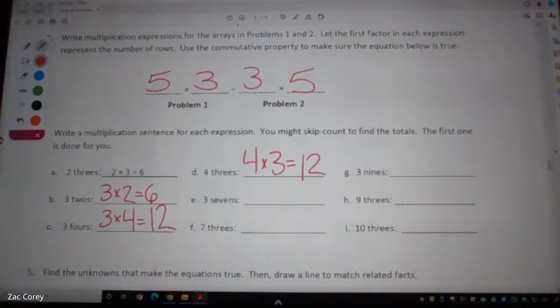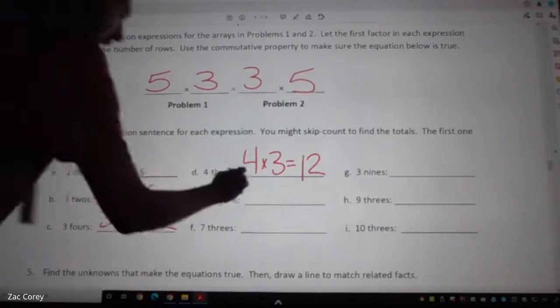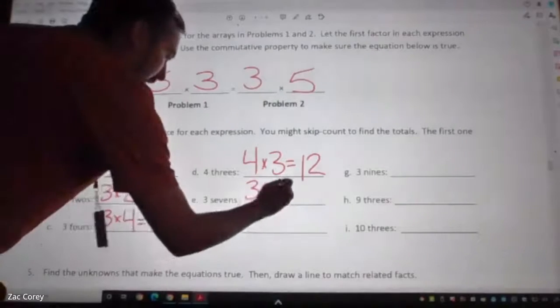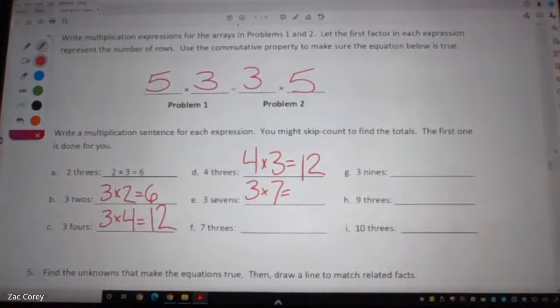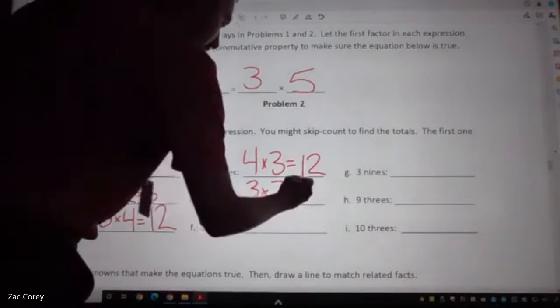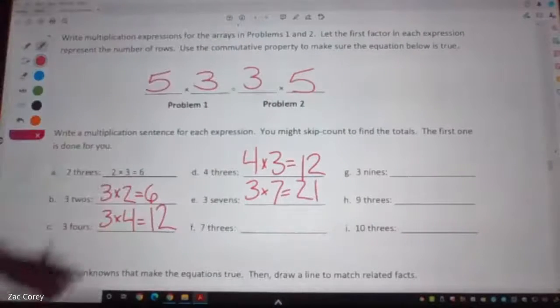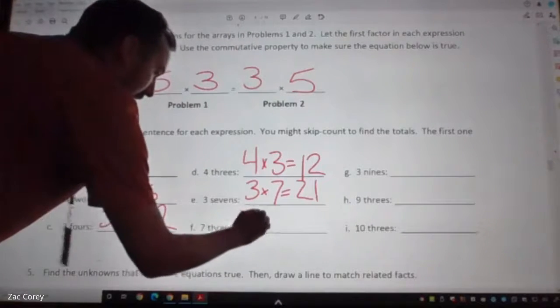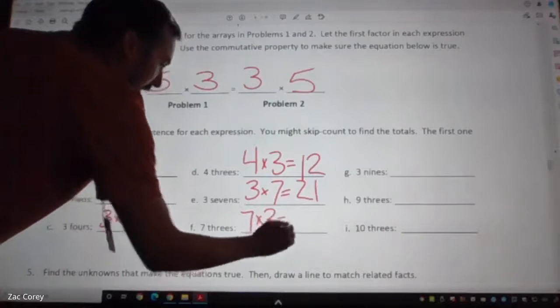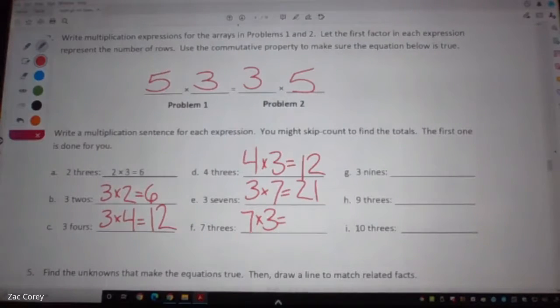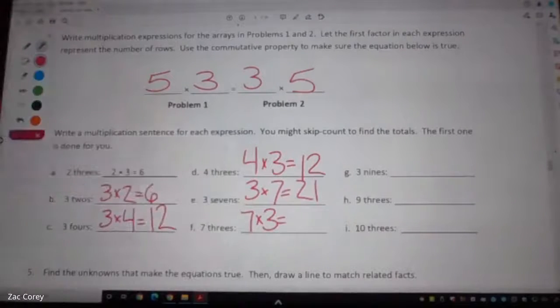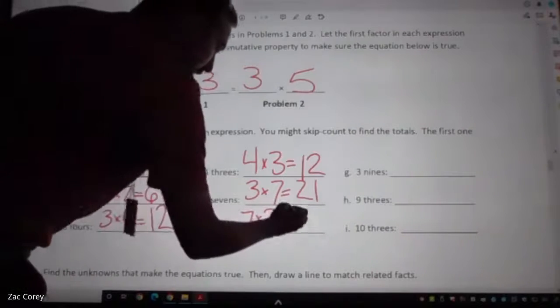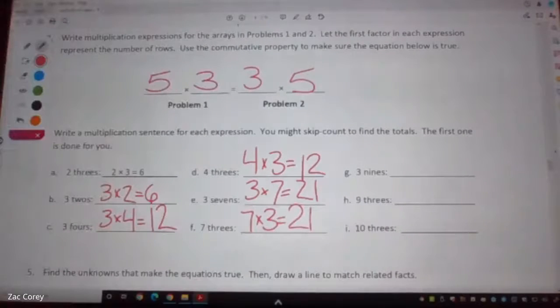Same answers for those. Let's do the next two together. 3 sevens. 3 times 7 equals, that's 7 3 times. If you know how to skip count by sevens, you just do 7 plus 7 equals 14. One more 7 equals 21. What about 7 threes? 7 times 3. If you guys are kind of catching on to this, you already know what that is, right? Because we already figured out 3 times 7 equals 21. Now we just flip it. It has to have the same answer. So 7 times 3 also equals 21.